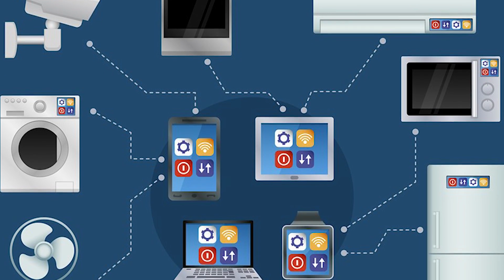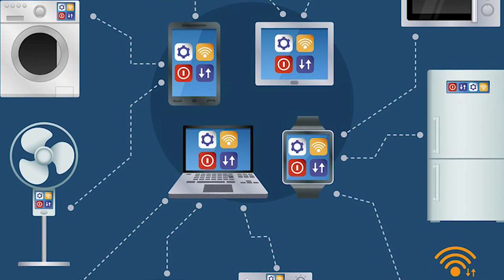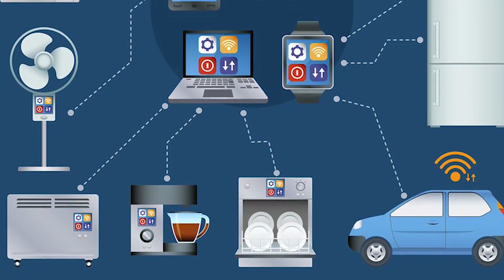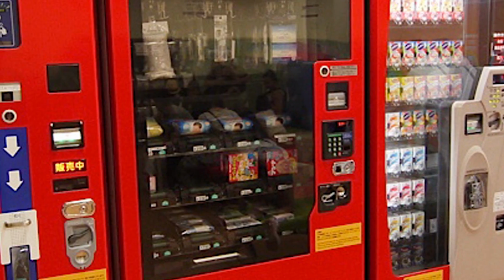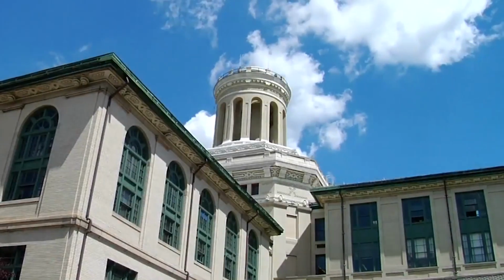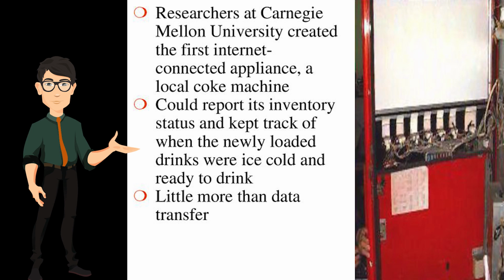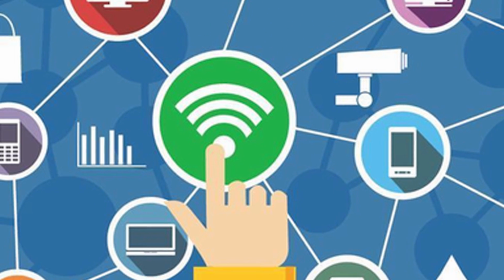The concept of a network of small devices was discussed as early as 1982 with the modified Coke vending machine at Carnegie Mellon University becoming the first interconnected appliance able to report its inventory and whether newly loaded drinks were cold or not. The term Internet of Things was likely coined by Kevin Ashton of Procter & Gamble.